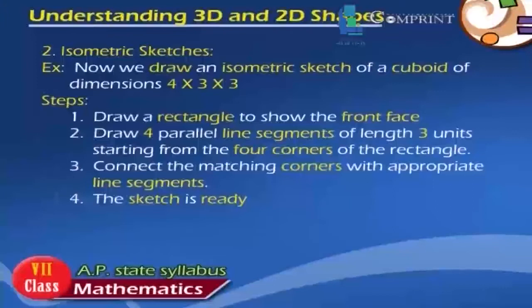Example. Now we draw an isometric sketch of a cuboid of dimensions 4x3x3. Steps. 1. Draw a rectangle to show the front face. 2. Draw 4 parallel line segments of length 3 units starting from the 4 corners of the rectangle. 3. Connect the matching corners with appropriate line segments. 4. The sketch is ready.